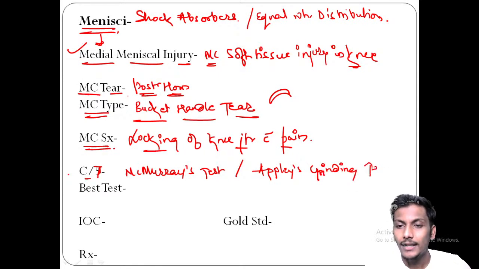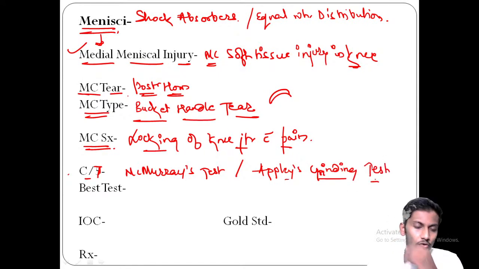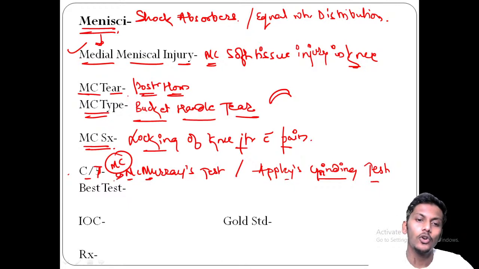McMurray's test and Apley's grinding test are usually performed for medial meniscus injuries, out of which McMurray's test is the most common clinical test preferred in cases of medial meniscus injury. Most commonly performed test in cases of medial meniscus injury is what? McMurray's test.